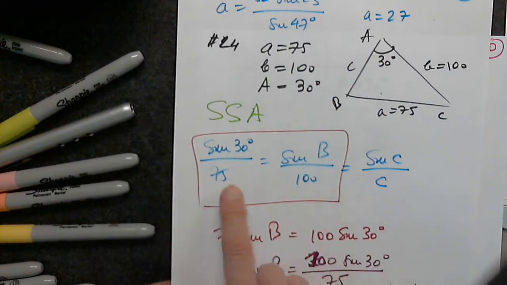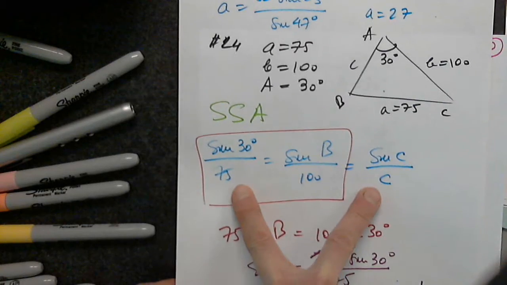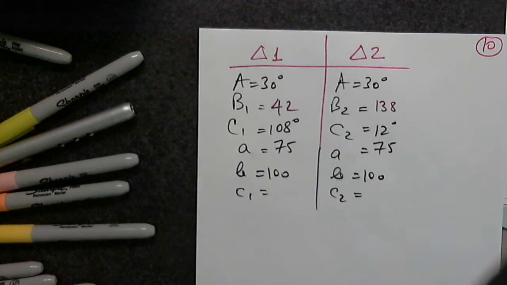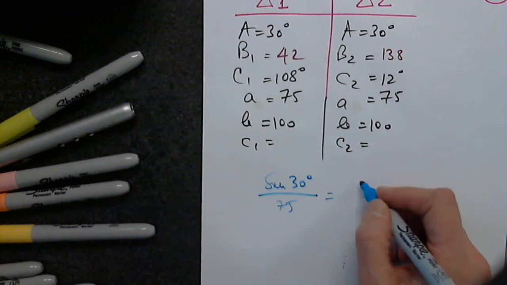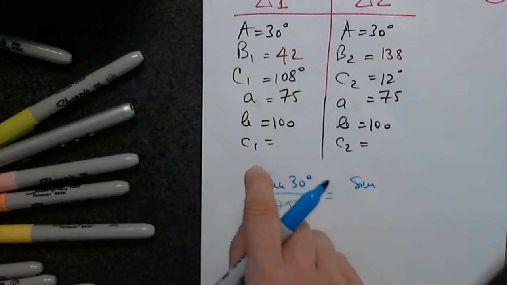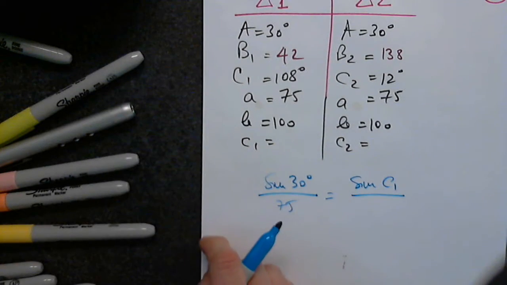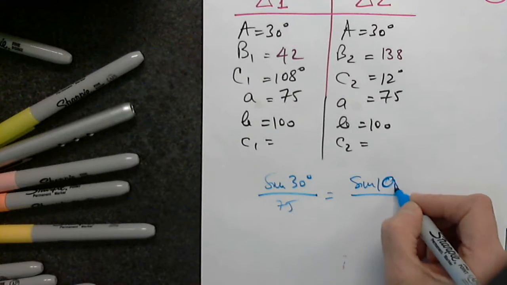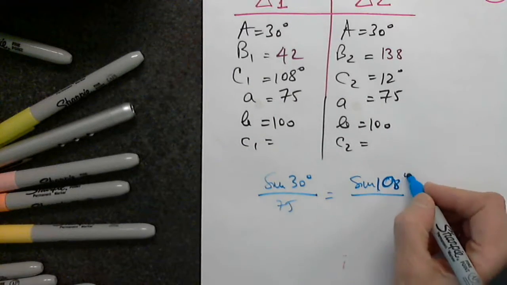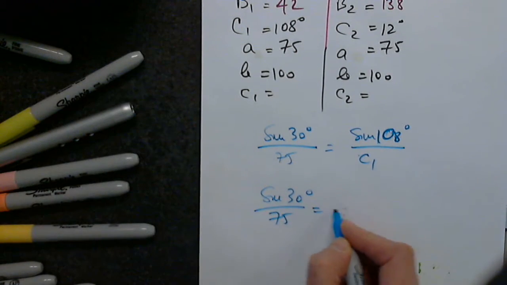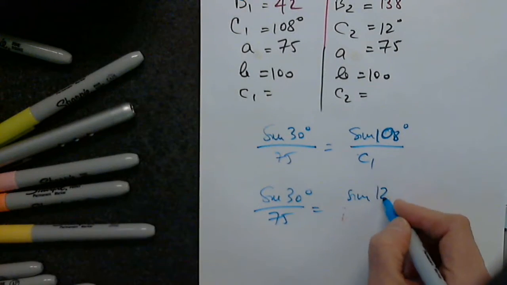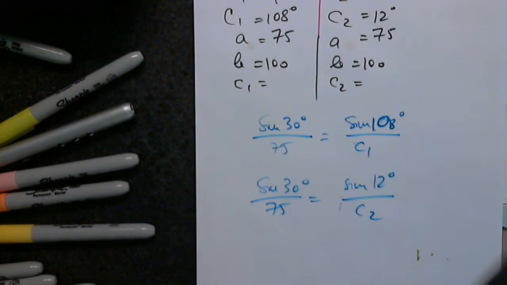So now, obviously, I will be able to determine lowercase c1 and lowercase c2. So I'm going to come back here or here. It doesn't matter. So I can write sine 30 divided by 75 equals sine 108 divided by c1, and the other one will be sine 30 degrees over 75 equals sine 12 degrees divided by c2. And this is the way I determine the last side.